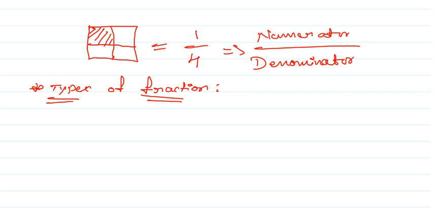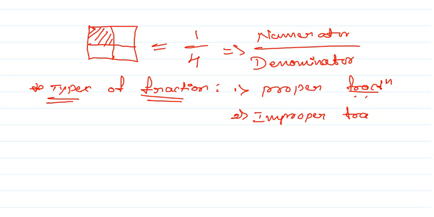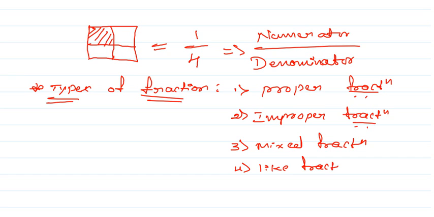So the first one is proper fraction, second one is improper fraction, third one is mixed fraction, fourth one is like fraction, and fifth one is unlike fraction. Okay, see here, don't be confused. For your 7th standard, you have only these 3 types.